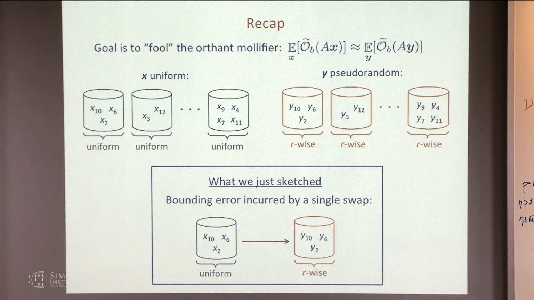Okay, so what did we just sketch? We're dealing with the soft function, the soft mollifier for the indicator function. We proceed by a hybrid argument, and we showed how to bound the error incurred by a single swap. And in fact, that's how we bound the total error. We just take a union bound over all swaps.